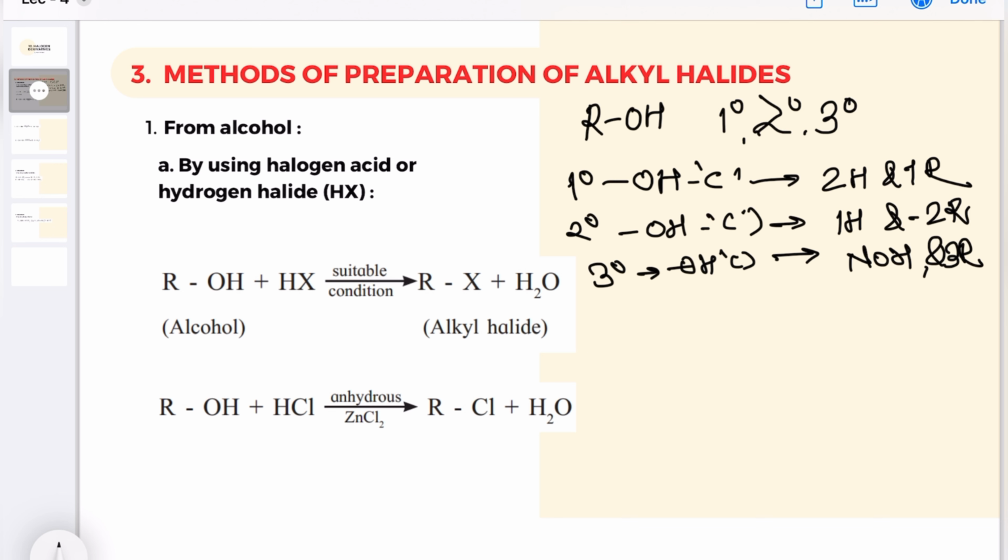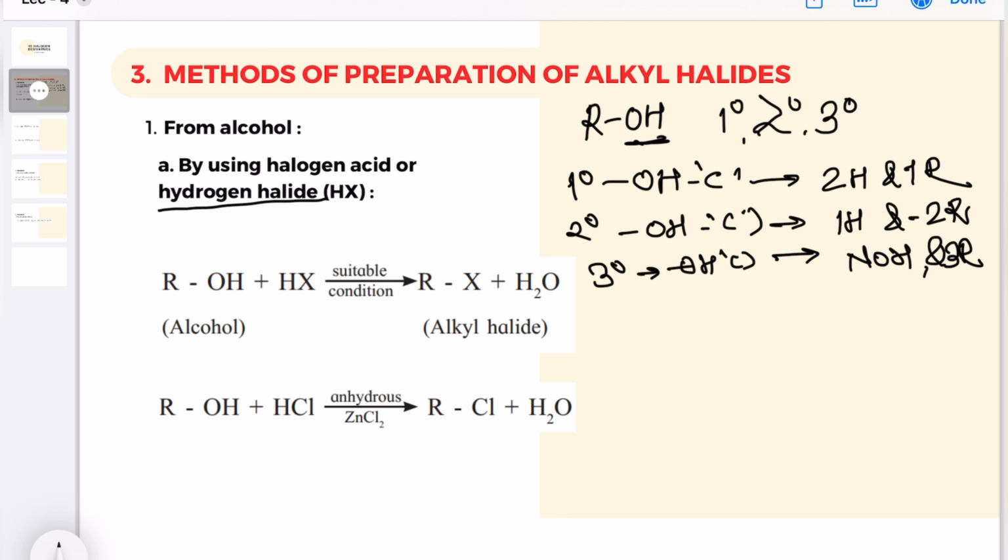So from alcohols, the most widely used method of preparation of alkyl halides is the replacement of the OH group of the alcohol by a halogen atom. Alcohols are available in a wide variety. The hydroxyl group may be replaced by the halogen atom by using first the hydrogen halide, then next is phosphorus halide, and third one is thionyl chloride.